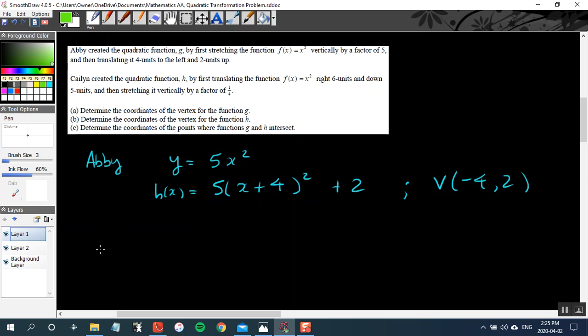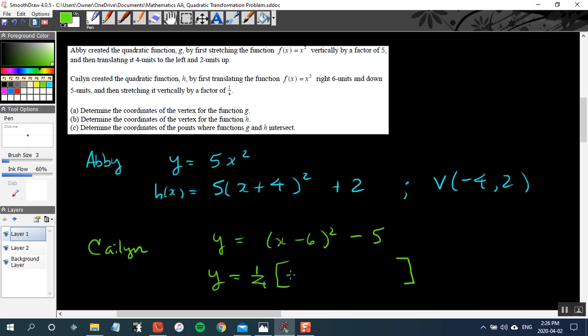Okay, Kaylin, on the other hand, translated first. So 6 units right, so that's our subtraction in terms of our horizontal translation, and down 5 units. And before we record our vertex, we have to keep in mind Kaylin also stretched this entire function by a factor of a quarter. So this entire function that we just wrote down has to get multiplied by a quarter, especially keeping in mind that minus 5 towards the end.